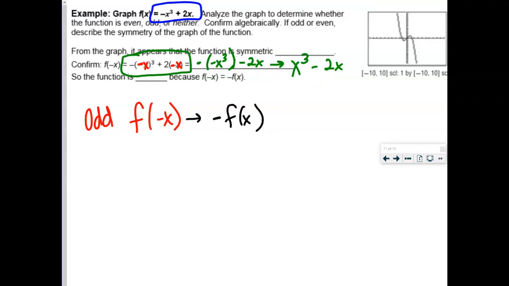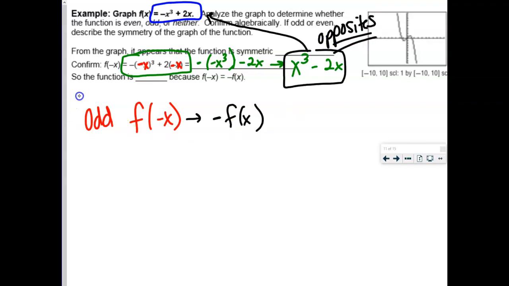So you plugged in negative x, you cleaned it up a little bit, and now I want you to compare this to the original. Well, they're clearly not the same. Are they opposites? Opposite meaning they have the same terms, but everybody has the opposite sign from the original, and that's a yes. Since these have opposite signs, that means we are indeed an odd function. You're going to write with symmetry of the origin. If you want to get fancy and say symmetrical with respect to the origin, that's fine.